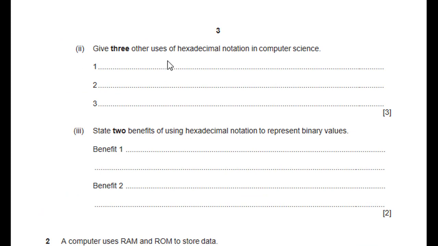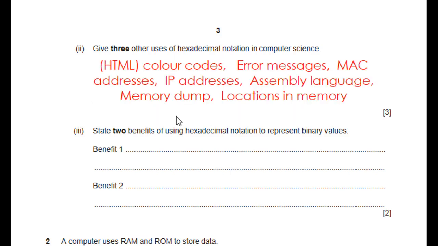Okay, now it's asking us to explain the uses of hexadecimal in computer science. So hexadecimal is used in a few different places. So it's used to represent HTML color codes, where you would have maybe FF0372, which would represent maybe a shade of blue or a shade of green. Error messages, so we spoke about these in class. Memory dumps are usually represented as hexadecimal because they're easier and quicker to read. MAC addresses use hexadecimal. IP addresses, so IP addresses version 6 uses hexadecimal, version 4 uses denary values.